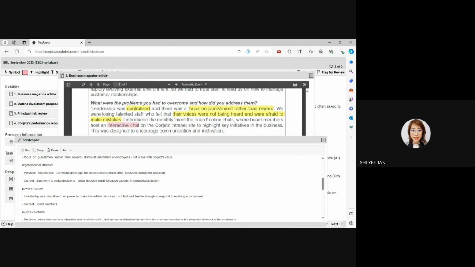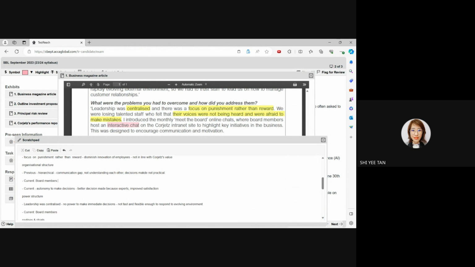Or you can put organizational structure, I think organizational structure also can. I think this one should be more organizational structure. This one should be more on power structure, autonomy to make decision. Right, more on power structure. Employee has autonomy to make decision.